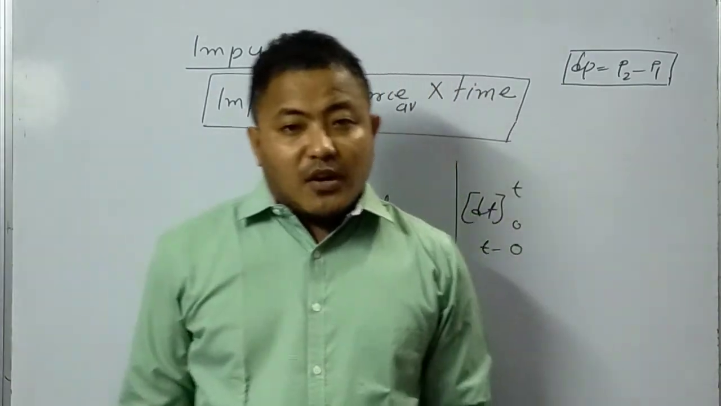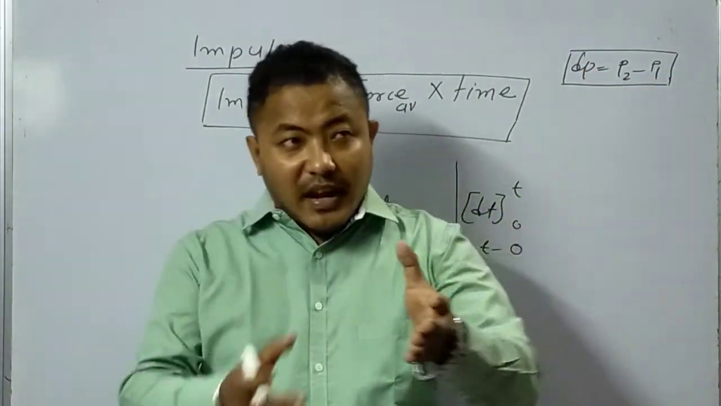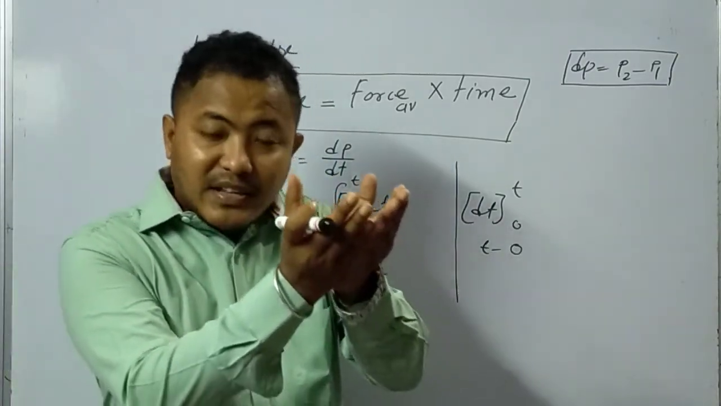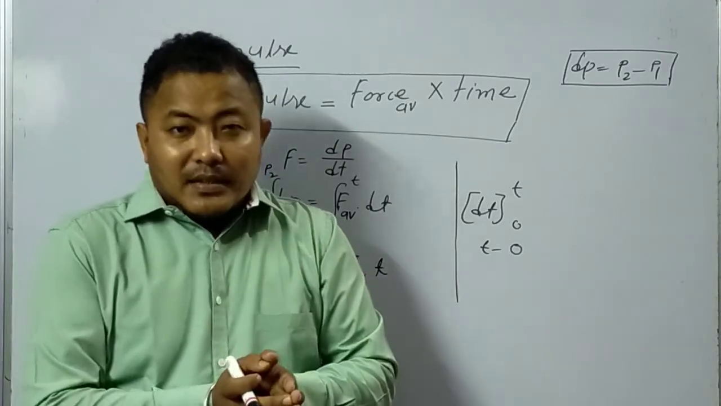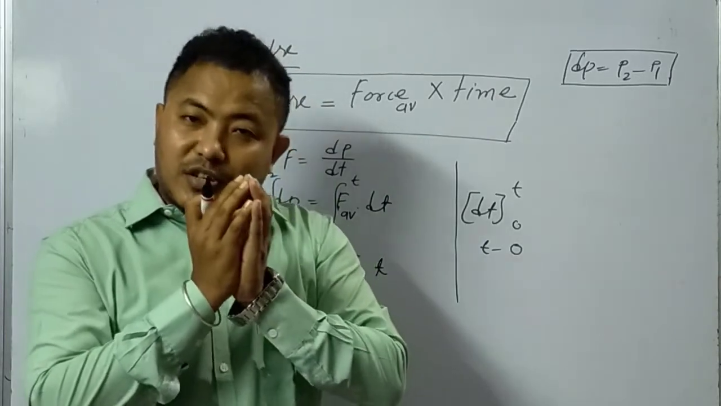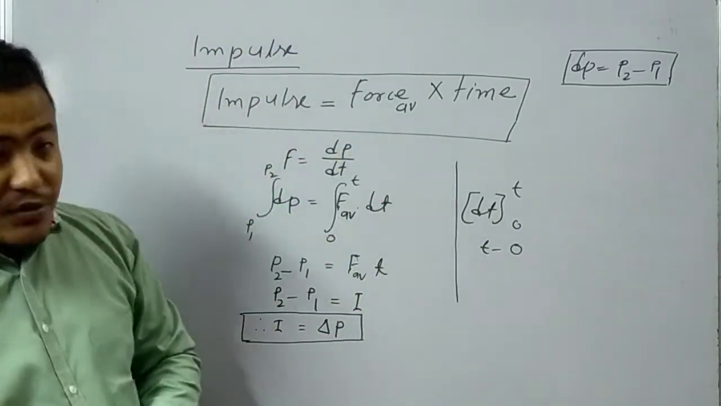I have given examples of it: when cricketers, fielders, catch the ball, the fielder brings the hands back to him so that he can catch the ball nicely, so that the ball comes to his hands and is grabbed nicely by the fielder. Okay, so this is all about impulse.